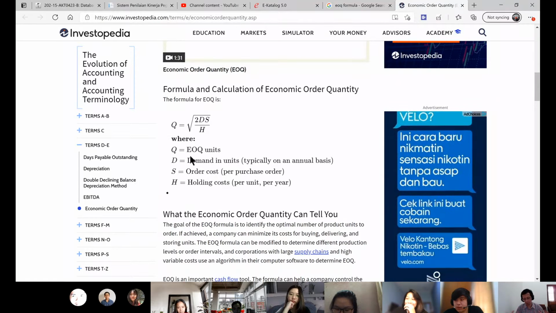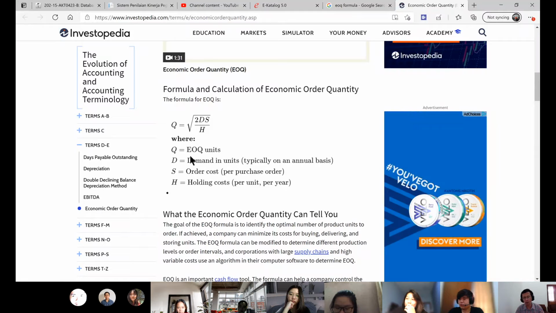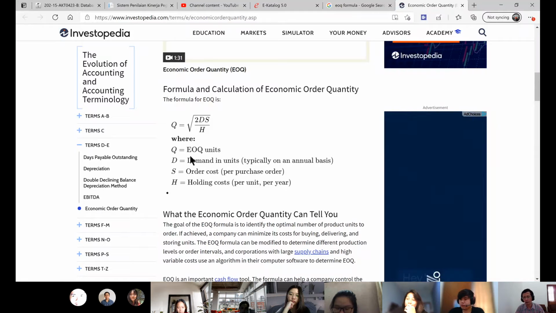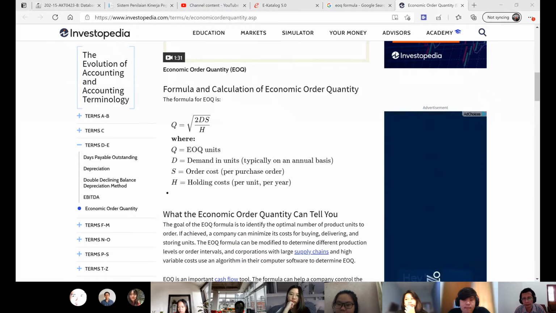So for example, if by using EOQ for 1,000 units per year, every time we order, the optimum size of order is 250 units. So we order 4 times a year. So each time will be 250. Okay, that's the formula.